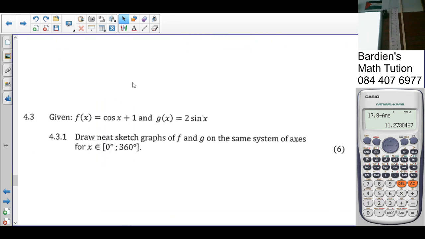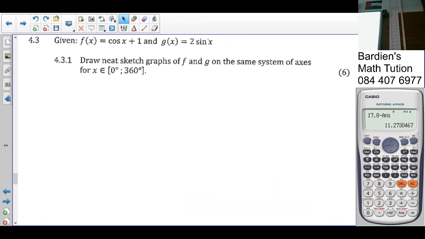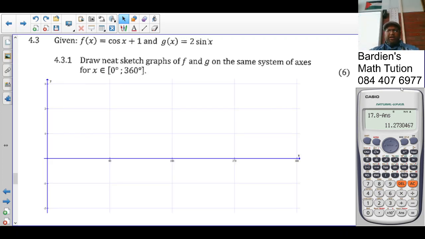People, in question 4.3, I'm going to pause here quickly and draw the graph, okay? In question 4.3 we are told given f of x equals cos x plus 1. So what's happening to the cos x graph? Shifted 1 unit up. And g of x is equal to 2 sin x.